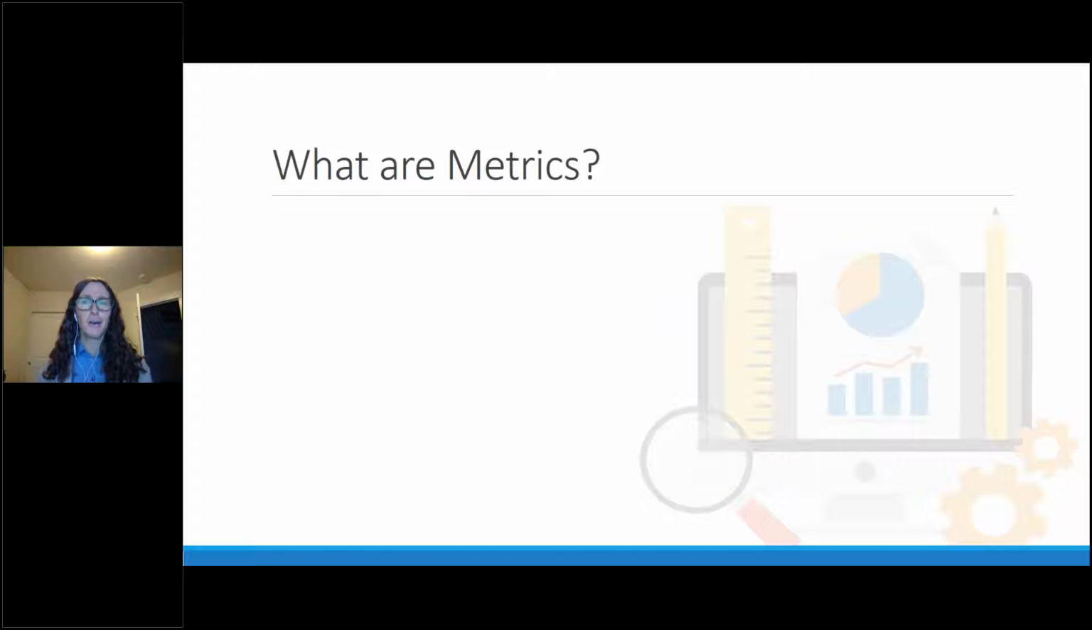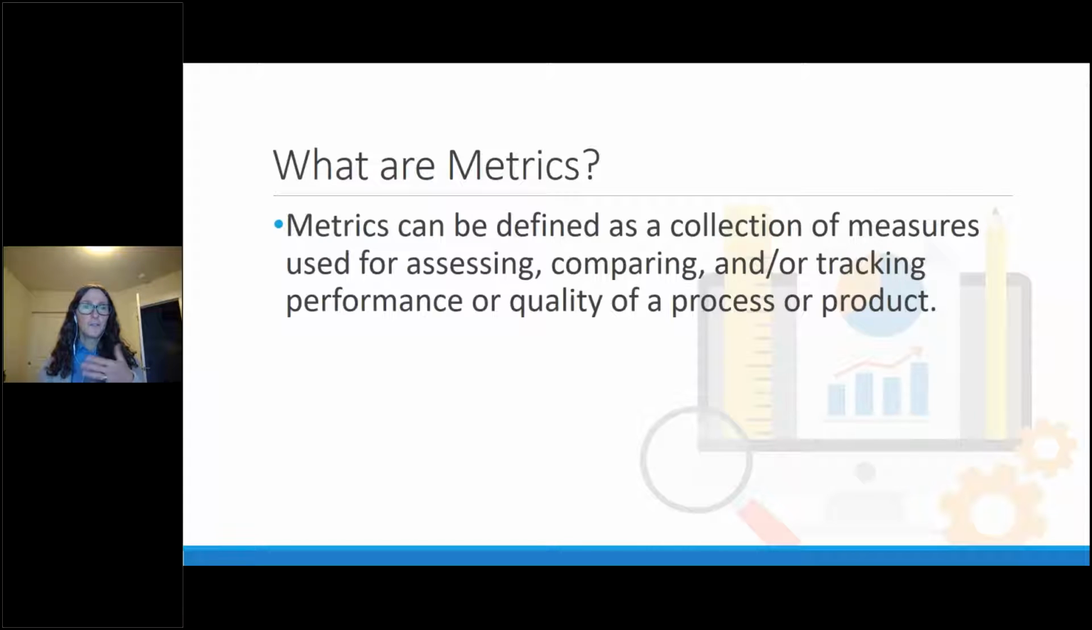So let's start with a simple definition of what are metrics. First of all, metrics can be defined as a collection of measures used for assessing, comparing, and/or tracking performance or quality of a process or product. They're not meaningless values that you throw in a report at the end of the year. They're actually functional, turns out.